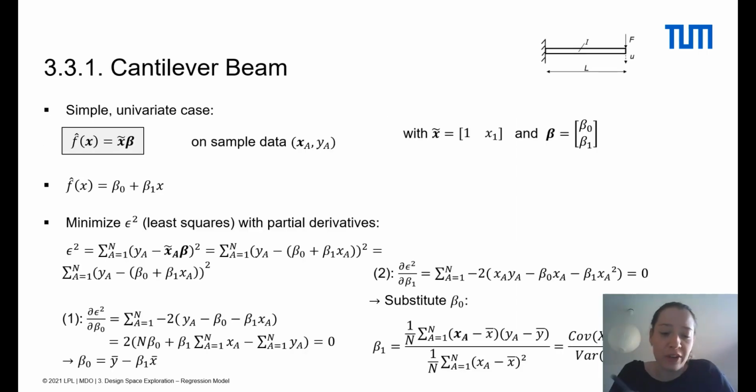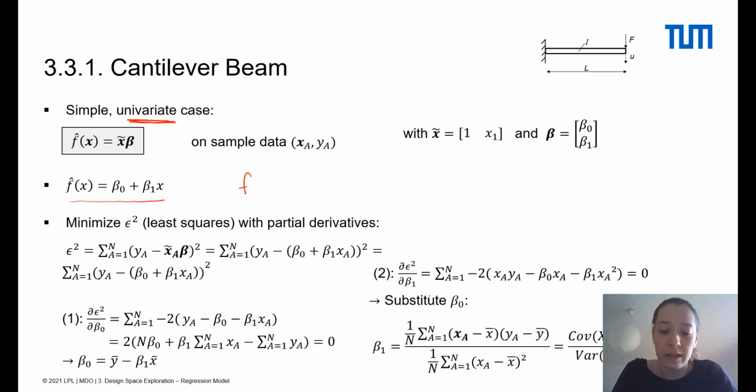Okay, so the regression model is that we assume a function f hat that is x tilde times beta. So it's basically a linear combination of our design variables. And for the univariate case, so if we just got one design variable, it's just a simple linear equation. How do we compute the coefficients beta 0 and beta 1?